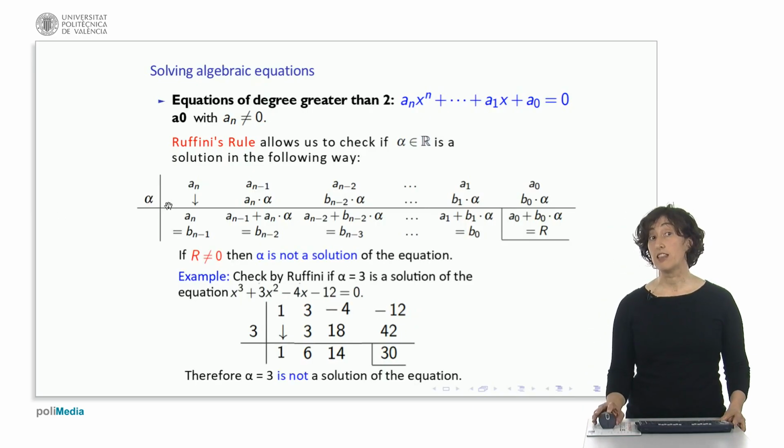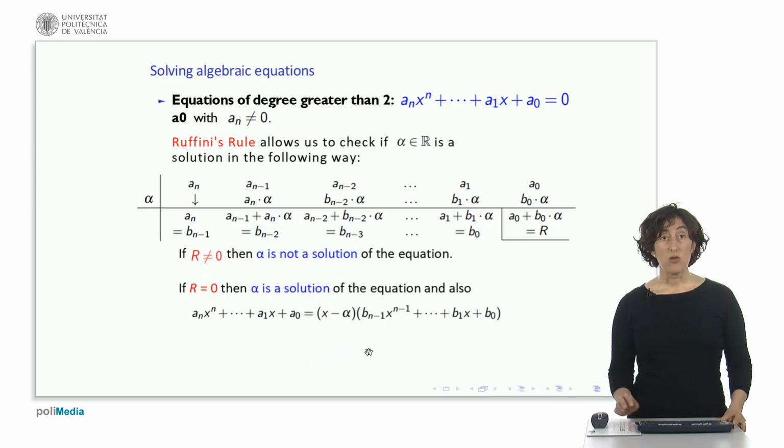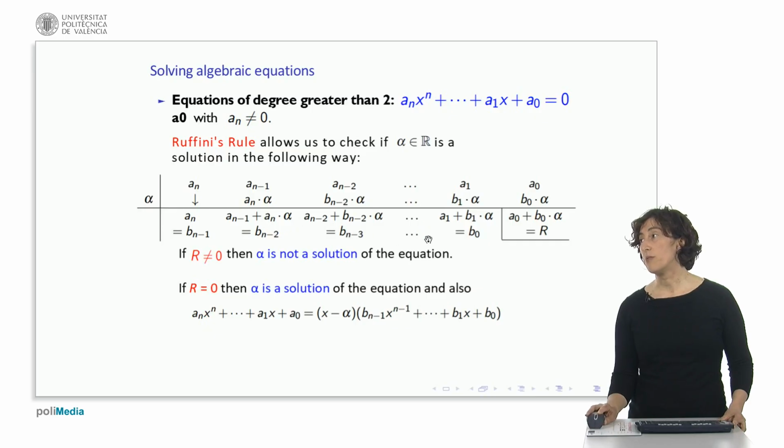In fact, if r is different from 0, then we can say that the alpha number is not a solution of the equation. In the example that we have seen, alpha equal to 3 is not a solution of the equation since r has a value equal to 30. And if r is equal to 0, then we can say that alpha is a solution of the equation, and also that the polynomial can be written as x minus alpha, the solution we have found, times b sub n minus 1 times x raised to n minus 1, plus b sub n minus 2 times x raised to n minus 2, and so on, plus b1 times x plus b0. We have decreased the degree of the polynomial that multiplies x minus alpha by one.